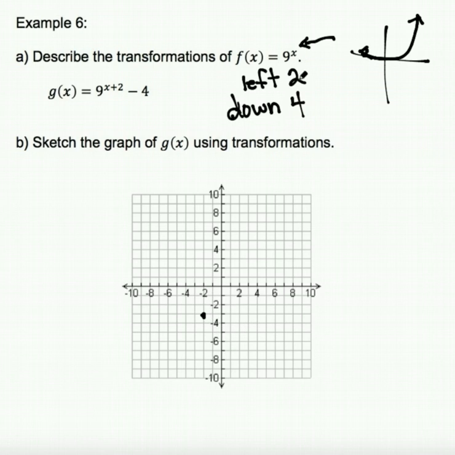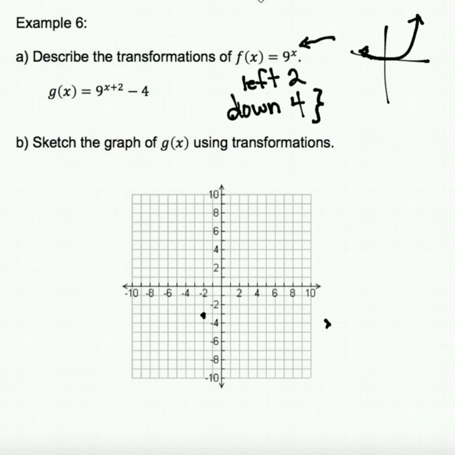Now, what happens is, if you transform the graph, you're also moving the asymptote. Well, we had an asymptote normally at y equals 0. Shifting left and right doesn't affect that. But this down 4 is also taking my asymptote down 4. So it was here at y equals 0. Now, it's at y equals negative 4. So I'm going to draw a little line here at negative 4. That's my asymptote. Let me make it a little dotted.